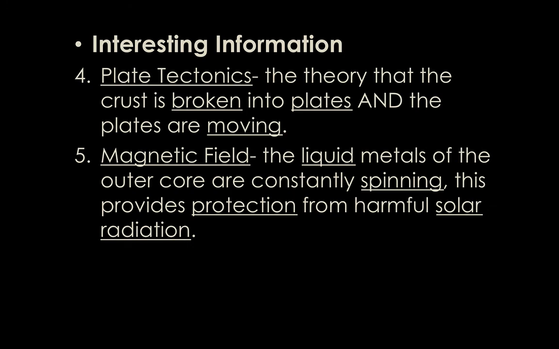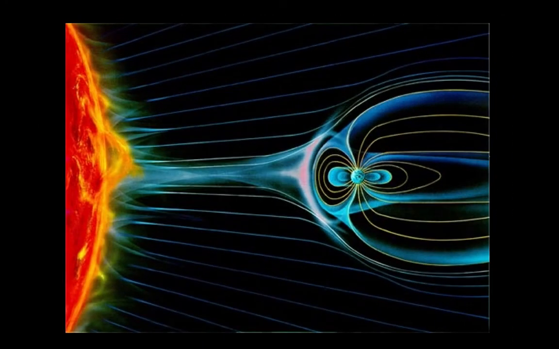And finally, the magnetic field. The liquid metals of the outer core are constantly spinning. Okay, so remember we got the Earth spinning, and that's going to cause this liquid to also be in motion. And this provides, along with solar radiation from the sun, this magnetic field that ends up surrounding our planet. Now, this is why a compass works, for instance, that we have this magnetic field around us.